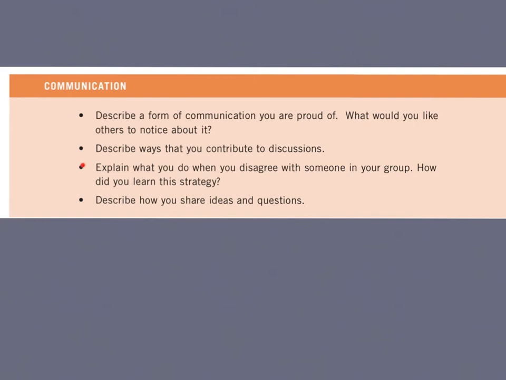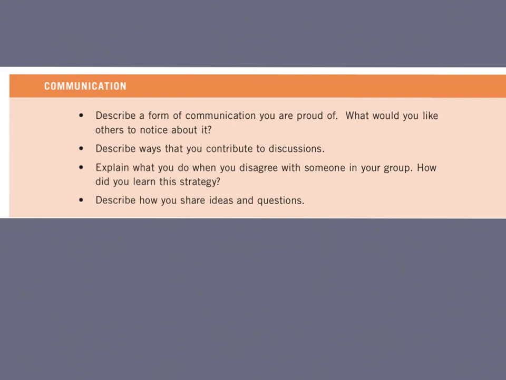The third option is explain what you do when you disagree with someone in your group. How did you learn this strategy? Now, this could be something that you also include a specific example of, here is when I disagreed with someone in my group and here is how I handled it. Try to focus on things that you are proud of to show that you did handle it well.